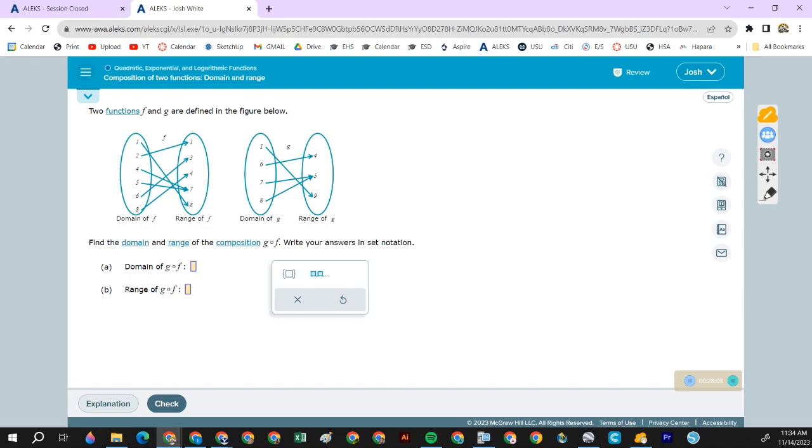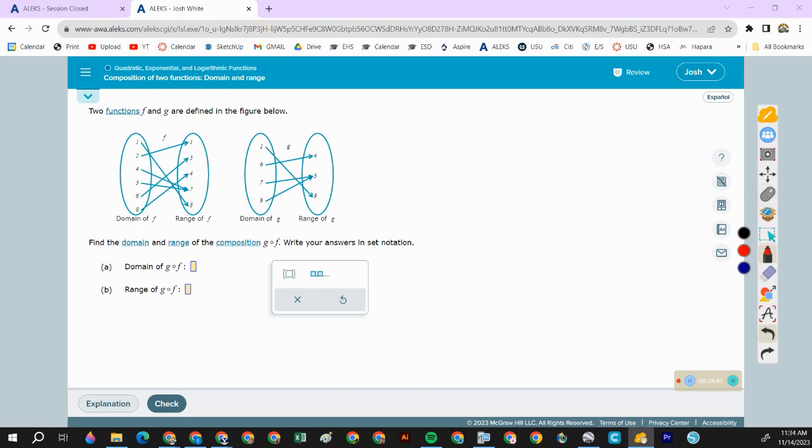This is kind of hard. How do we find the domain and range of a composition function? Oh, actually, this one's not too bad. Okay. So what does f do? F takes all of those people and turns them into cities. And G takes all of those cities and turns them into middle schools. Okay? So let's just follow them and see what happens.